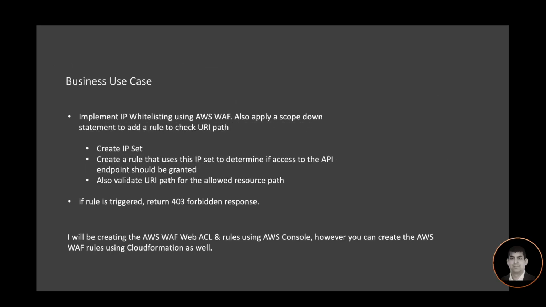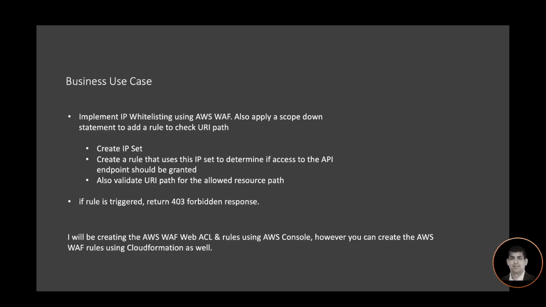Let's look at our business use case. We need to implement IP whitelisting using AWS WAF and also apply a scope down statement to add a rule to check the URI path. So we'll create an IP set, and we'll create a rule that uses this IP set to determine if access to the API endpoint should be granted. Also validate the URI path for the allowed resource path. If the rule is triggered, return a 403 forbidden response.